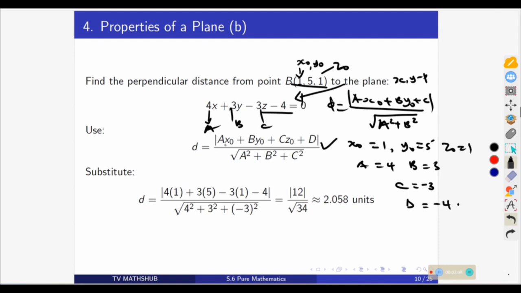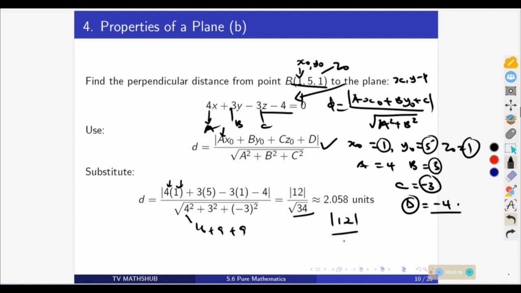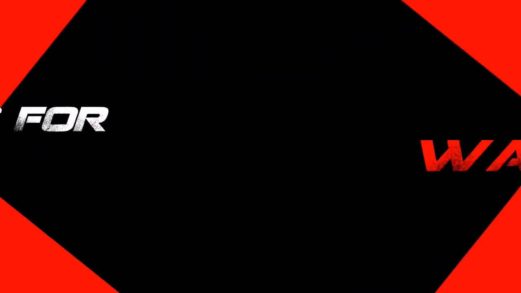Substitute them into this equation: A, that is 4, times x naught, that is 1, plus B times y naught, plus C times z naught, then plus D, which is -4. Don't forget the magnitude, because we need the distance, so our distance must be a positive value. Then take the square root of 4 squared plus 3 squared plus -3 squared. This is 16 plus 9 plus 9, that is 16 plus 18, which is 34. So you have the magnitude of 12 divided by the square root of 34, and you get 2.058 units. So this is the perpendicular distance from the given point to the plane.